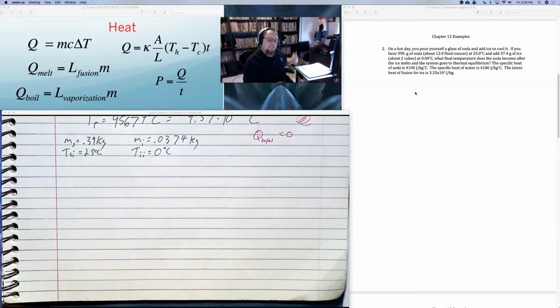It's just the Q total here has some more parts to it. Because now what I have is ice that's mixing with soda. What's going to happen is the ice is at 0 degrees. If the ice was colder than 0 degrees, it would be a lot more complicated. So the ice at 0 degrees will melt.